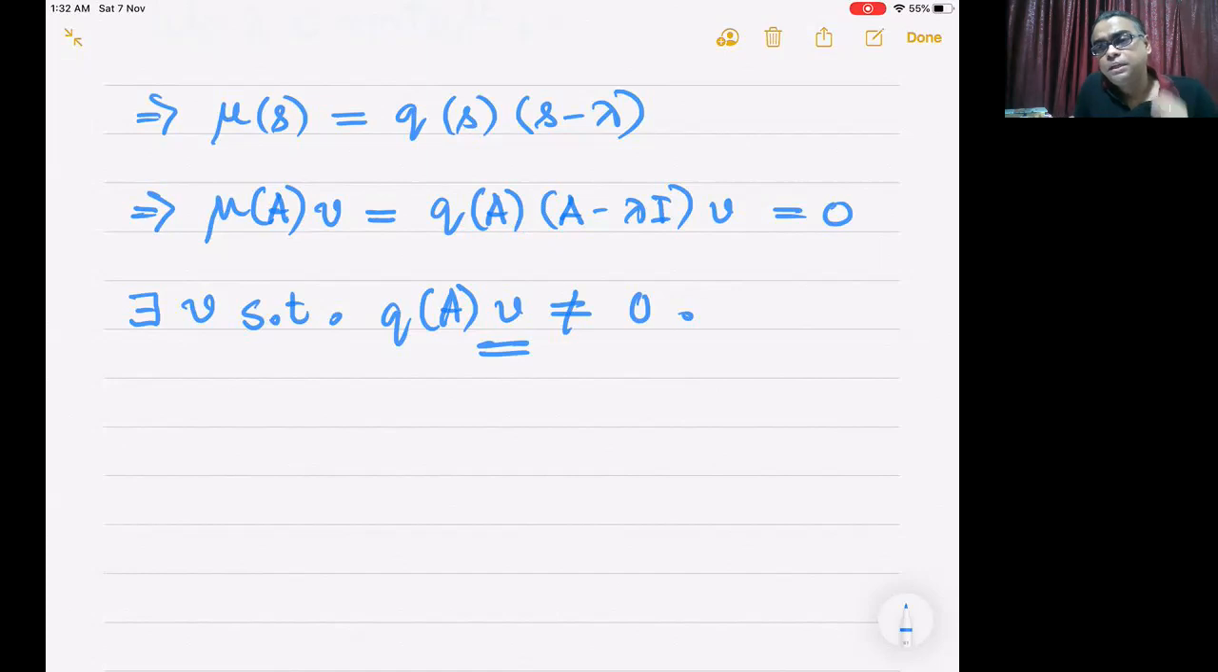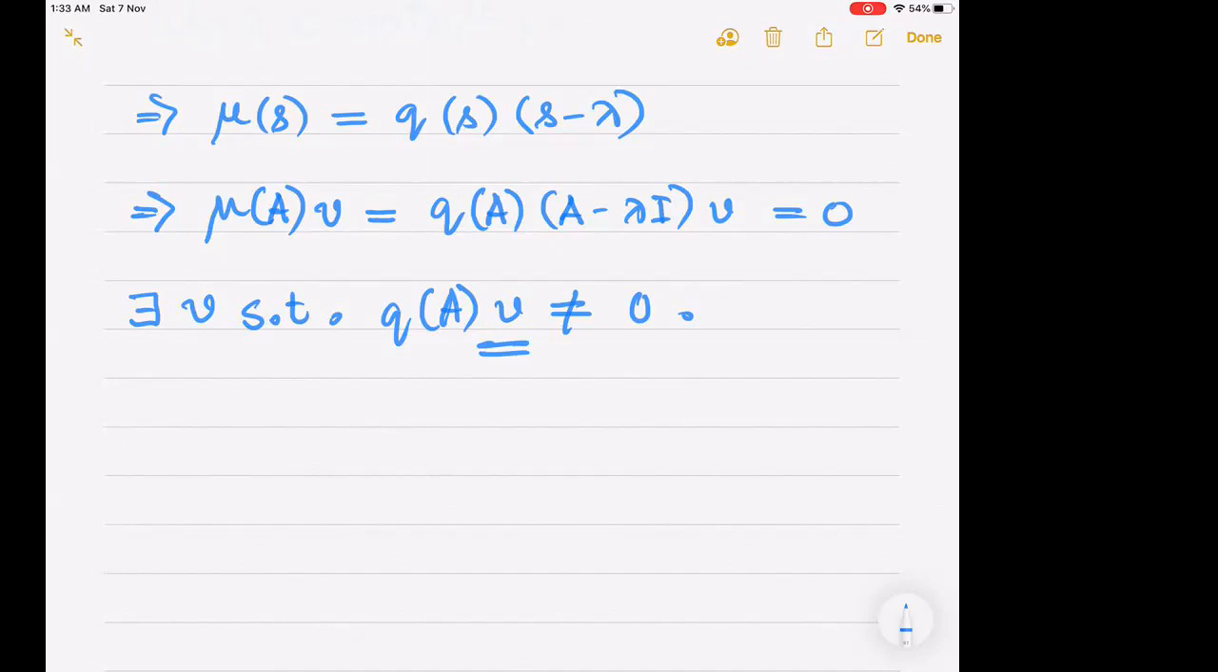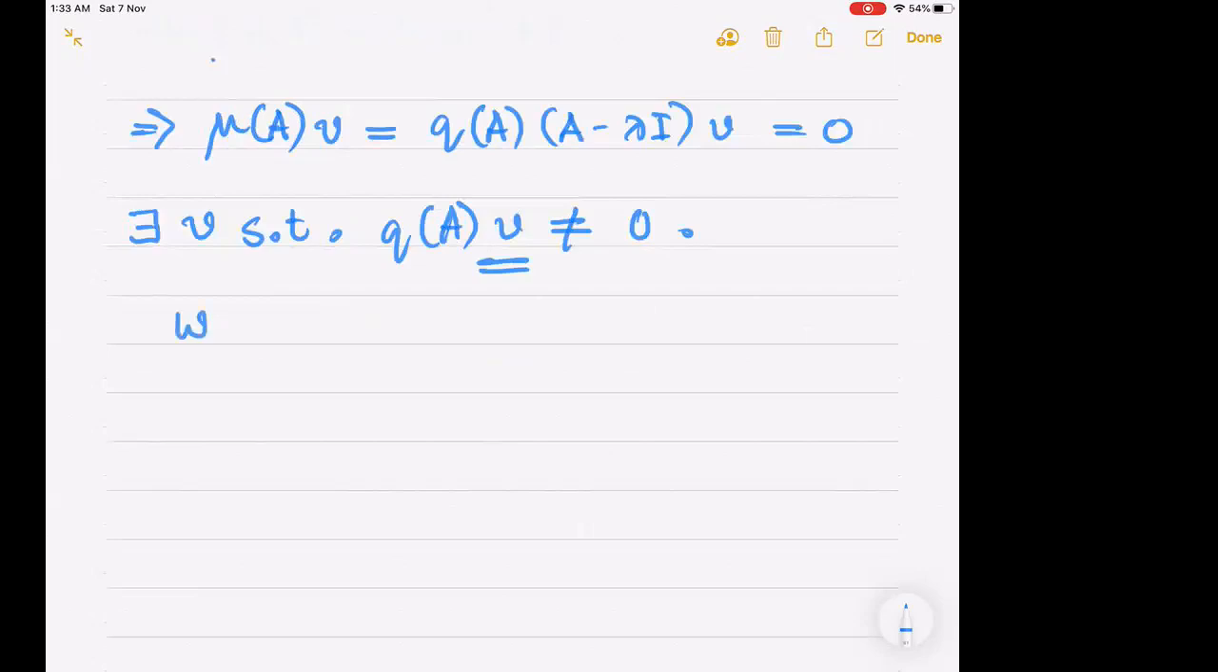Right? So if the degree is less and it's an annihilator, that's a contradiction because mu is the least degree polynomial. Therefore, Q(A)v cannot be 0 for all v. Therefore, there exists a v such that Q(A)v is non-zero. So define this non-zero vector: define w as Q(A)v, which is not equal to 0.